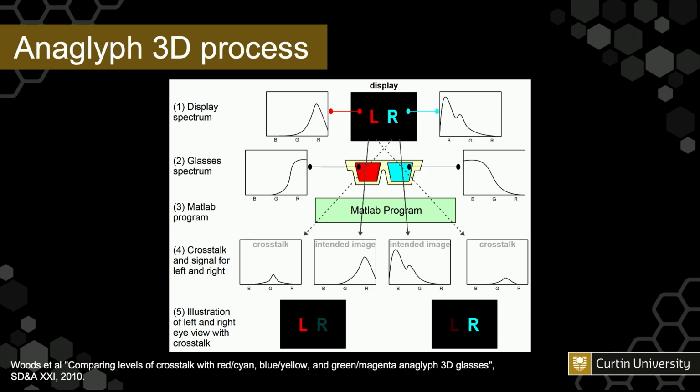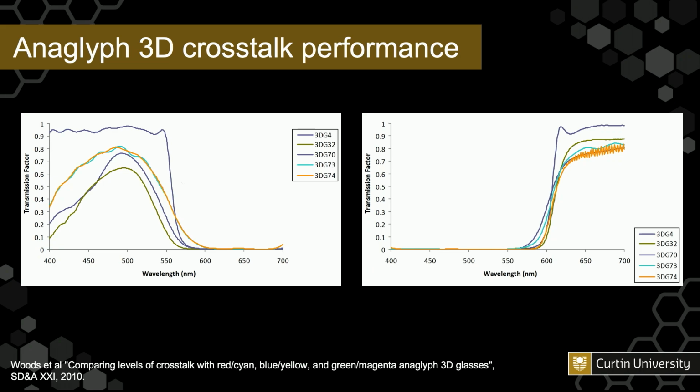And so the light comes from the display through the anaglyph glasses, and we have a program that simulates how much of the intended light gets through, how much comes through as crosstalk, and then we can come up with these little diagrams here which show how much each eye would receive for different types of 3D glasses, whether it's red-cyan, or just different manufacturers and different formulations of the filters that are used. So here's a quick example of some of the results we've got in these papers.